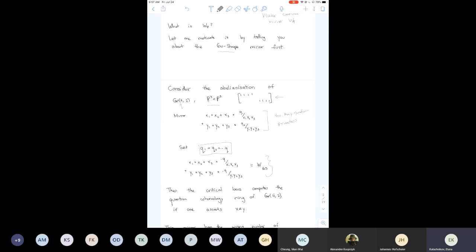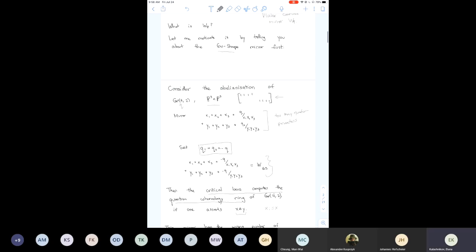And this really is a mirror because its critical locus computes the quantum cohomology ring of the Grassmannian, which I think is really cool, but only if one asserts that x_i is not equal to y_i. So on the critical locus, the x's and the y's turn out to be different, and so you can divide by x_i minus y_i in the ring, and once you allow that, you can compute the quantum cohomology ring of the Grassmannian using this specialized mirror of the product of projective spaces.